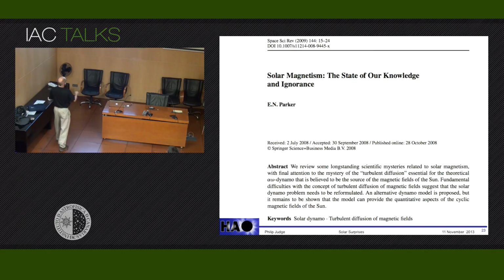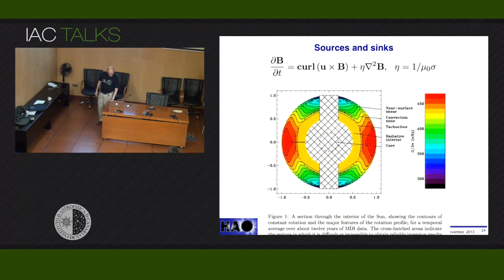So we review some long-standing scientific mysteries related to solar magnetism, with final attention to the mystery of the turbulent diffusion that is essential for the theoretical alpha-omega dynamo that is believed to be the source of the magnetic fields of the sun. Fundamental difficulties with the concept of turbulent diffusion of magnetic fields suggest the solar dynamo problem needs to be reformulated. Oh my God, this is really bad news, right? And if he's right. So what I'm going to do is go over his argument a little bit, and it relates nicely to what some of the things Fausto talked about with regard to Lyapunov exponents and what have you.